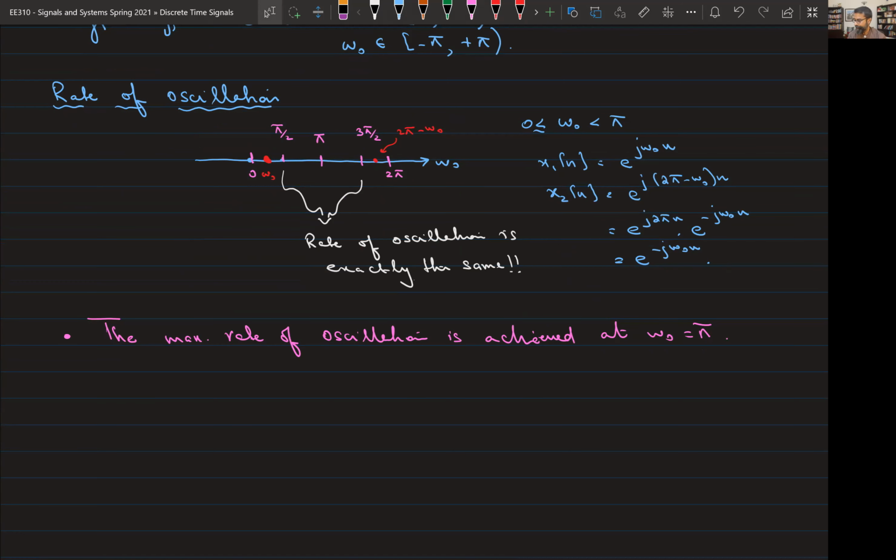Yes, Daniyal? Sir, you are talking about rate of oscillation; in the examples we did, where we move a point on a circle, how can we see the rate of oscillation there? That is, how many cycles does the point take? So when I say rate of oscillation, what I mean is I can compute the number of samples it takes to complete one revolution. And the rate of oscillation would be the inverse of that, which would be the number of cycles per sample.